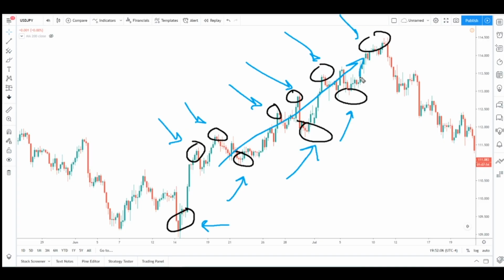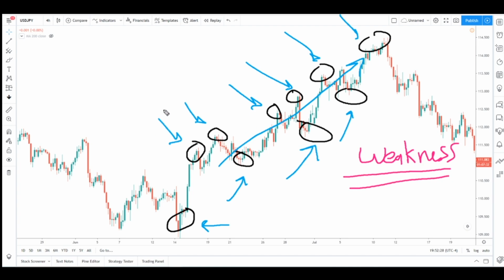So what we're going to be trying to do is, with this particular strategy, we don't want to be shorting this market, not when the market is still strong. What we are going to look for is a key word here. We are going to look for weakness. And how are we going to spot weakness?